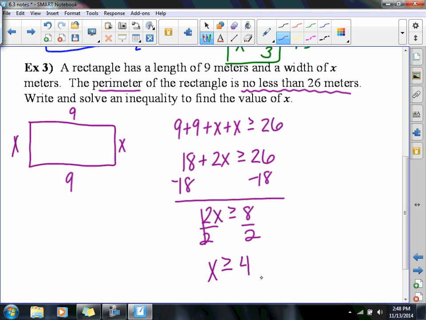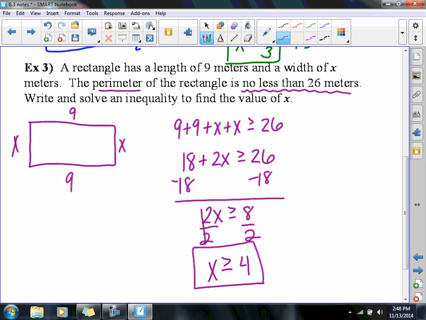Now it just says to find the value of x. So it doesn't say to graph it on a number line. If we did graph it on a number line, you'd want a solid circle and you'd want to shade to the right. You'd put the solid circle on 4, and then you'd also have 5 and 3 as the other numbers on your number line.